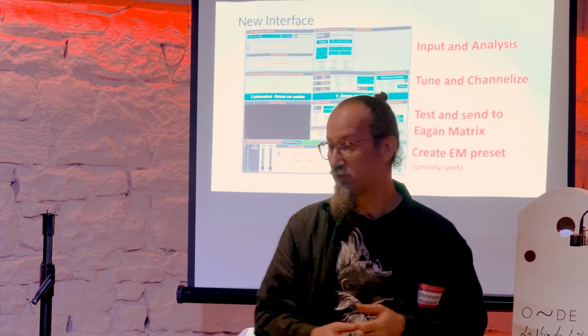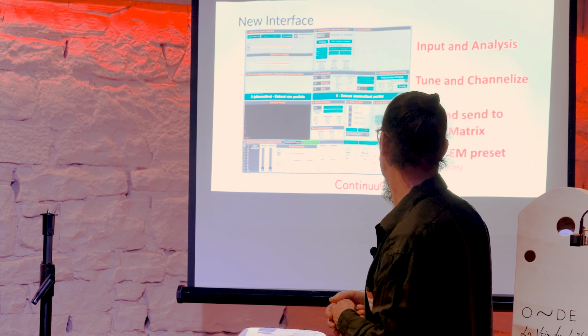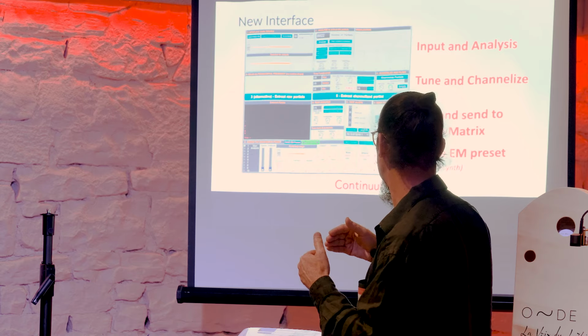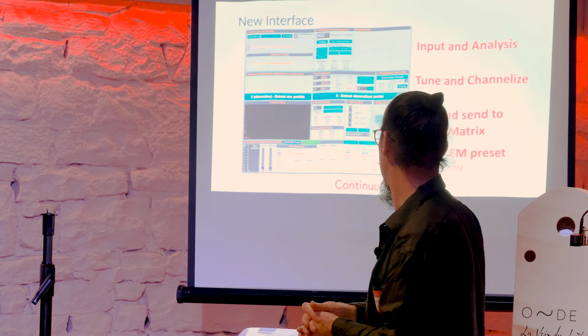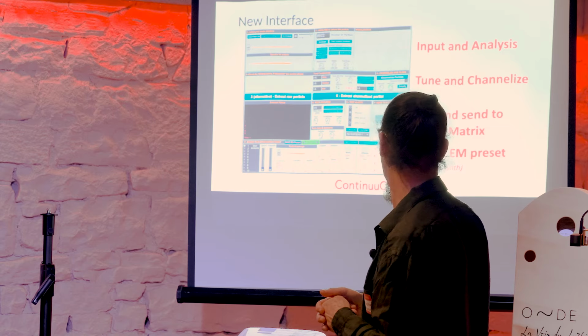So that's basically what you have now. The color scheme and everything is not yet nice. What is important is the features and the sequence of features. On the top you have the input analysis. In the middle you have tuning and channelize. Channelize is really grouping the partials, so you can narrow them down to 64.